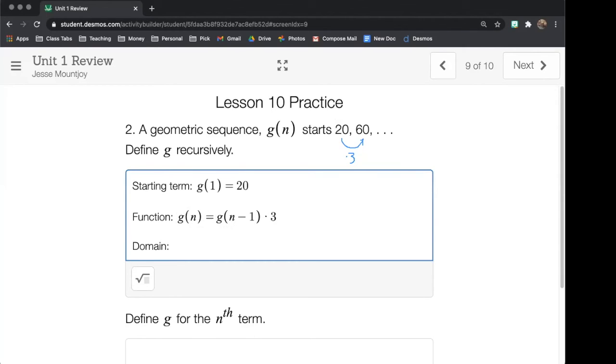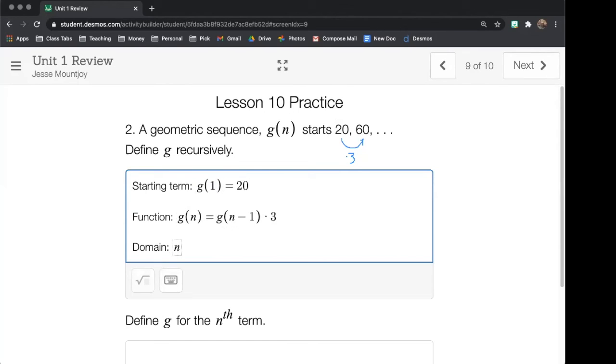And then what is my domain? Well, my domain is always one bigger than my starting spot. So if I start at 1, my domain can be anything bigger than 1. So anything greater than or equal to 2. So if this is a 1, this is a 2. If this is a 2, this is a 3, right? It's always one bigger. Cool. All right, so that is my recursive function.